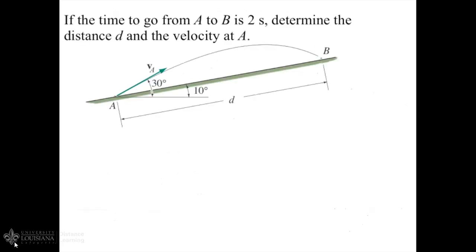All right, now we come to our final problem. Here, the time needed for the ball to travel from A to B is 2 seconds, and we're asked to find the distance d along the incline that the ball travels, and also the velocity of the ball when it's launched at A. See if you can get the results.